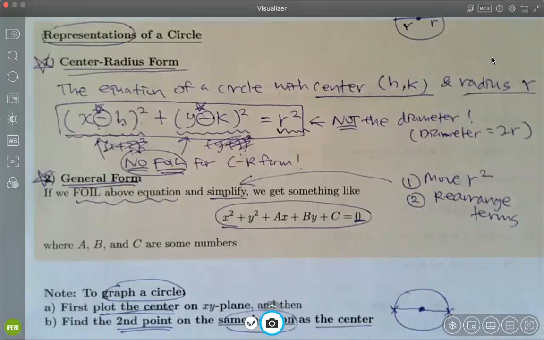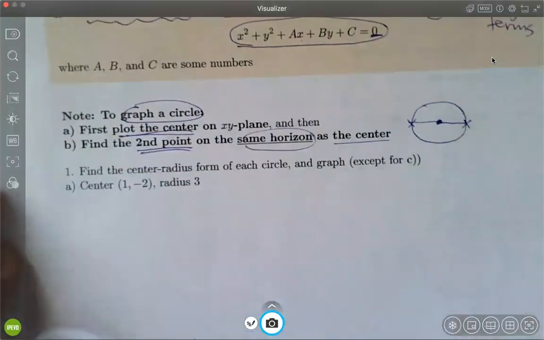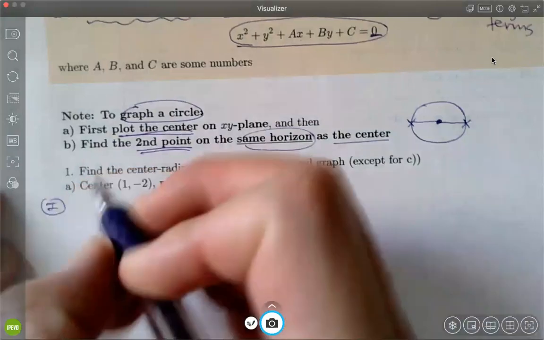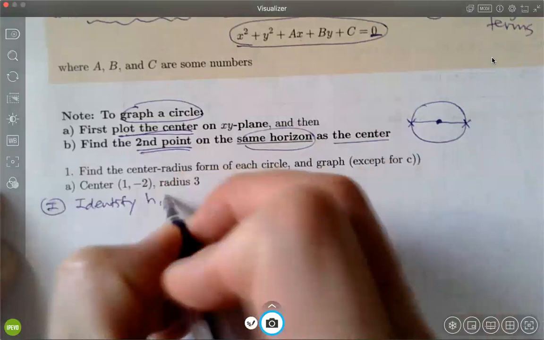Okay, so here, first of all, X and Y are not the unknowns. They will be part of our answers. But here, rather, the unknowns are H, K, and R. Okay, so what do we have to do? So here, we need to identify H, K, and R.